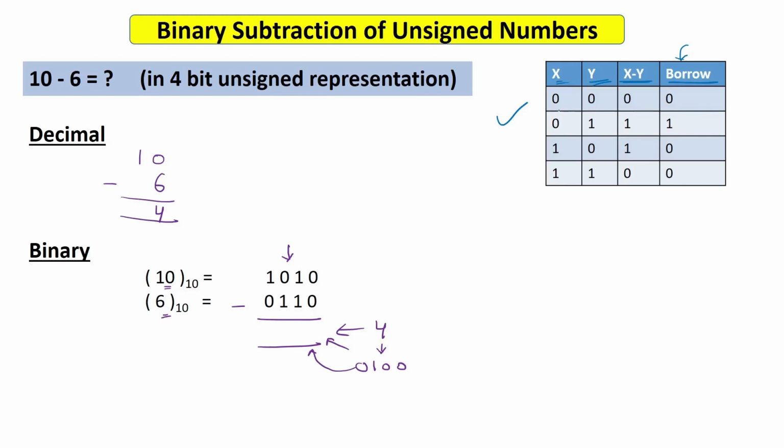Here the rules are simple. If you subtract 0 minus 0, you will simply get the subtraction answer as 0 and borrow will be 0. And if you subtract 0 minus 1, you will be getting 1 as the subtraction result, but you will be taking a borrow of 1, that we will see. If you are subtracting 1 minus 0, you will be getting 1 as the result, borrow will be 0, and 1 minus 1 will be 0 and borrow will be 0.